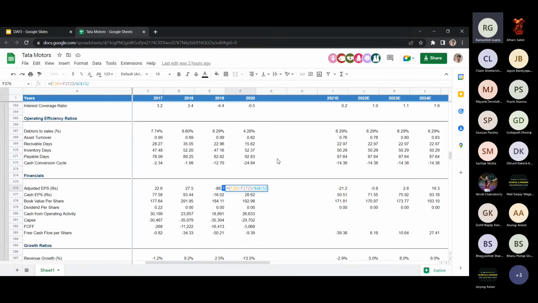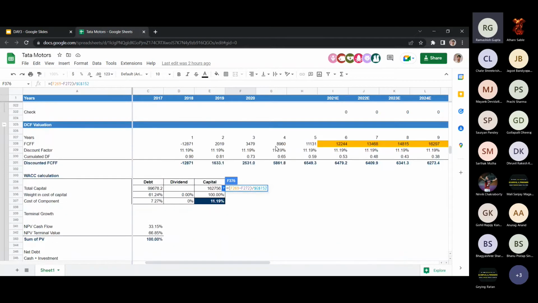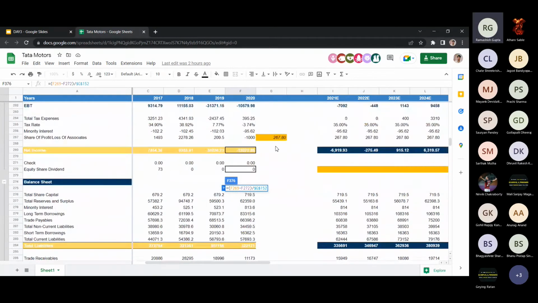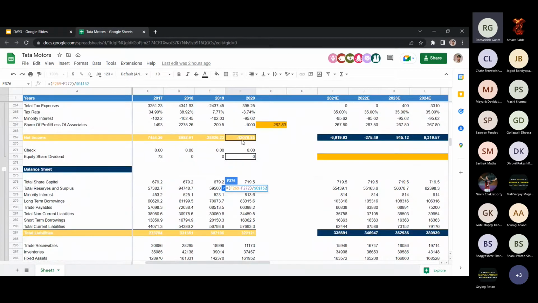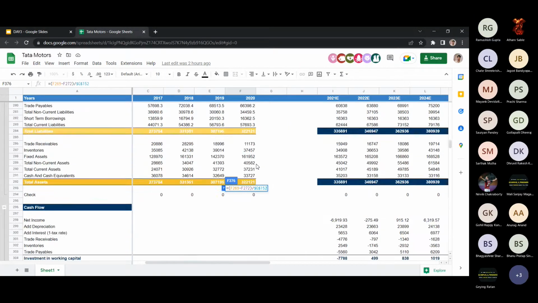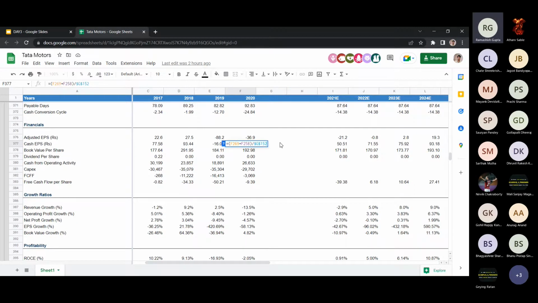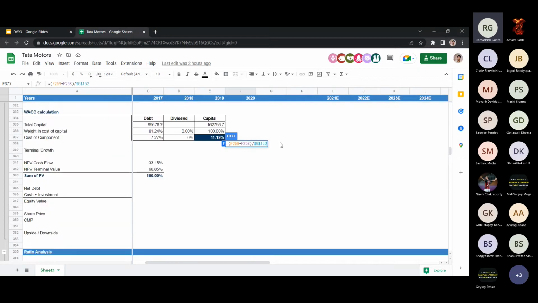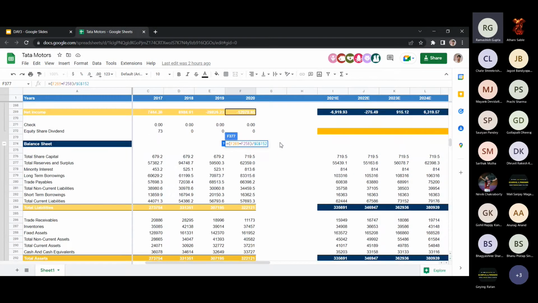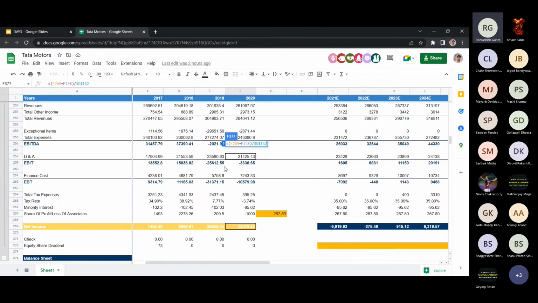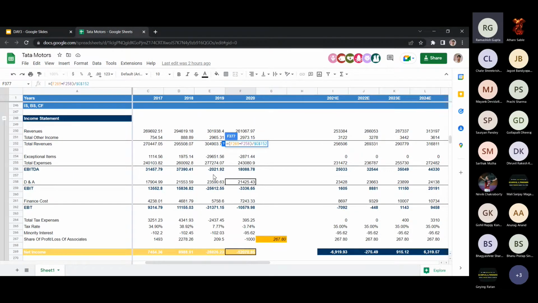So the adjusted EPS. Adjusted EPS is basically the net income that the company has generated, less the dividend it has given, divided by the number of shares that it has given in the market. Next is cash EPS, which basically means how much cash it has generated for every share. The formula for this is the net income and depreciation and this thing. We add those things and divide it by the number of shares.